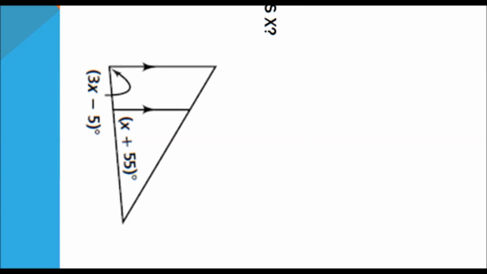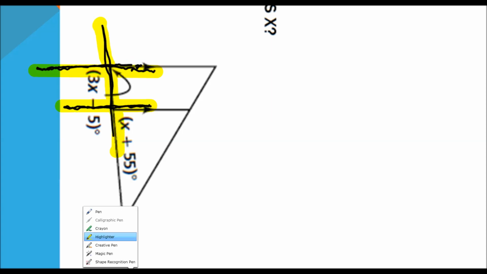And I'm going to use the same trick as the last one. I'm going to extend these lines so that it looks just like what we learned. Okay, and I want you to see now how even though it wasn't necessarily obvious at first, this is two parallel lines, one transversal. Now let's identify the angles.